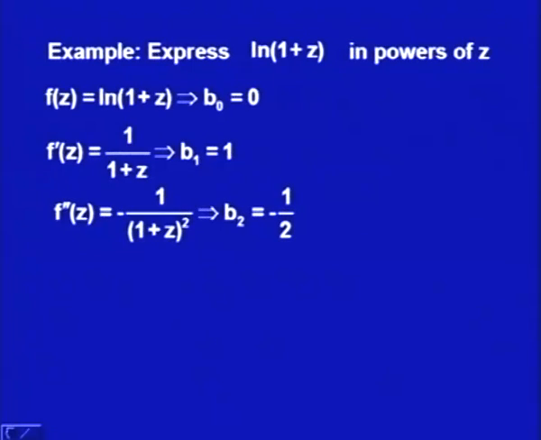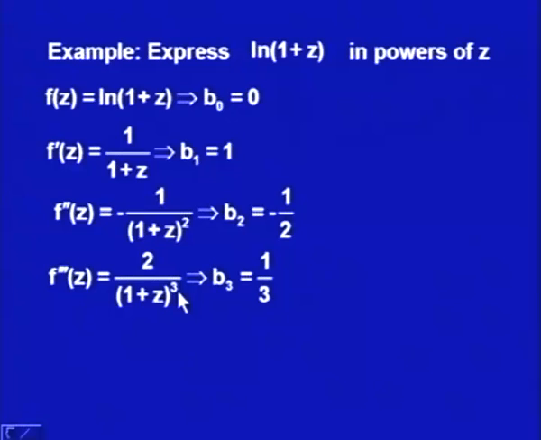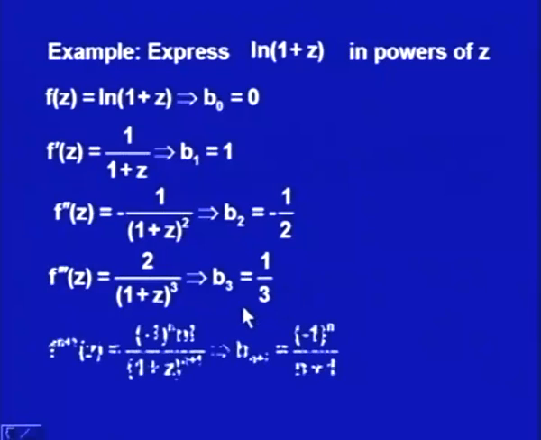Further, we compute the second derivative by differentiating f dash z, and this gives me minus 1 over (1 plus z) square, and at z is equal to 0, this gives me f double dash z is equal to minus 1, giving me b 2 is equal to minus half. Next, we calculate the third derivative as 2 over (1 plus z) cube, and evaluating this derivative at z is equal to 0 gives me b 3 as 1 by 3 and so on.